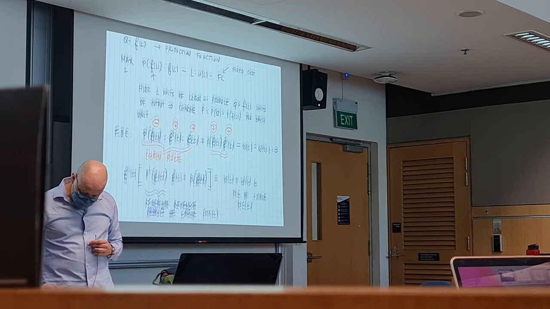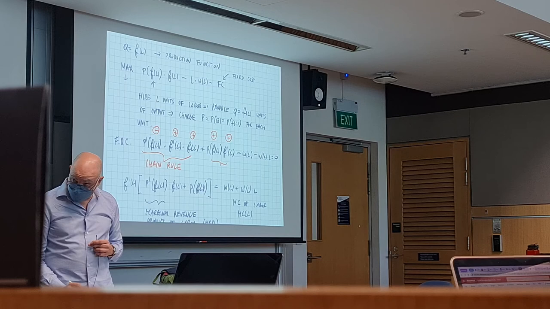Okay, so this is going to give you L. Once you have L, you have F of L, so you have the price, P of F of L. And once you have L, you have the wage.